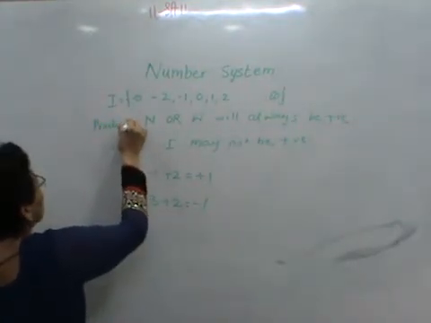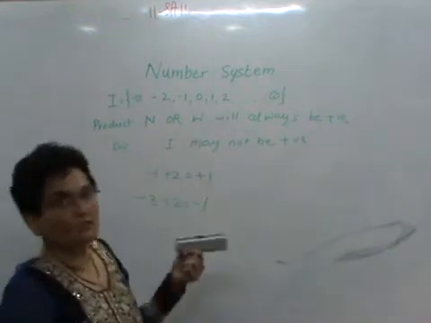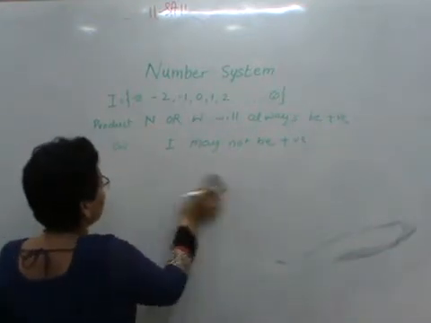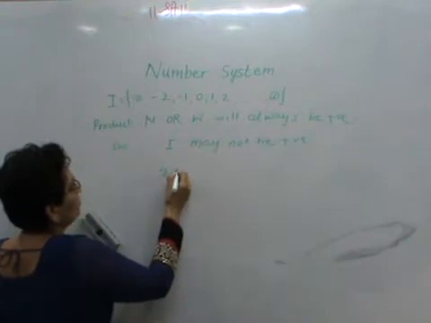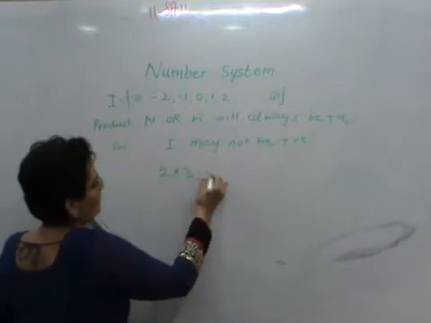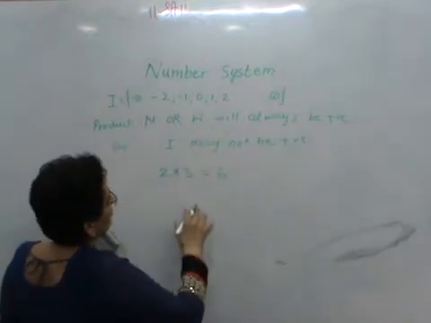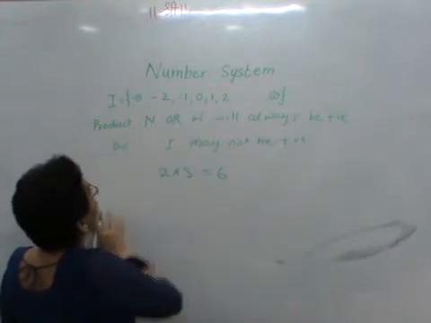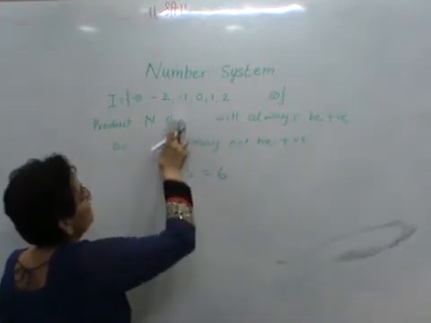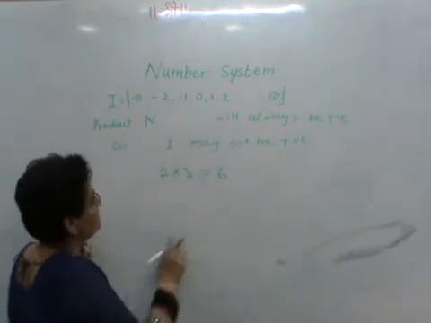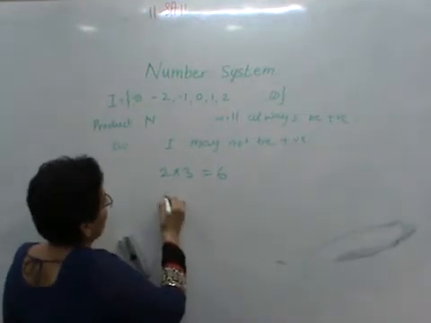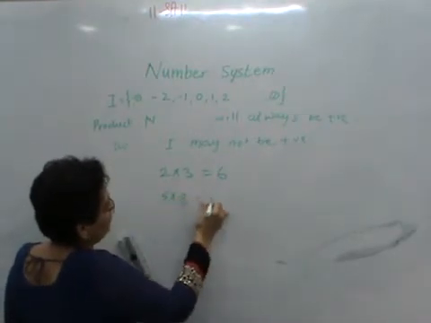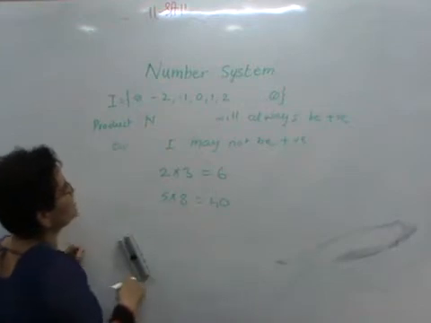Product of two natural and whole numbers will always be positive. For example, 2 into 3 will be 6. But once again, the product of two natural numbers will always be positive. 5 into 8, 40. So it will always be positive.